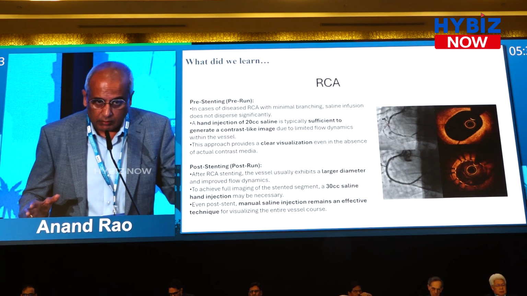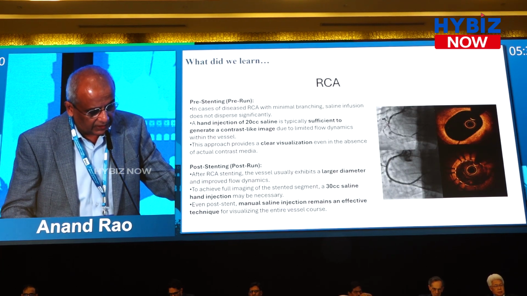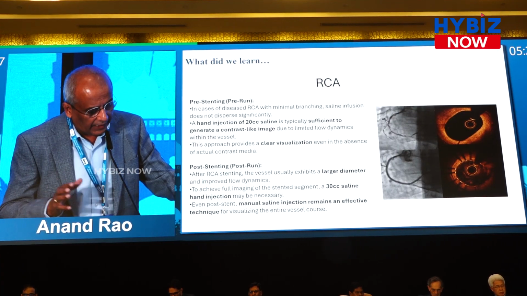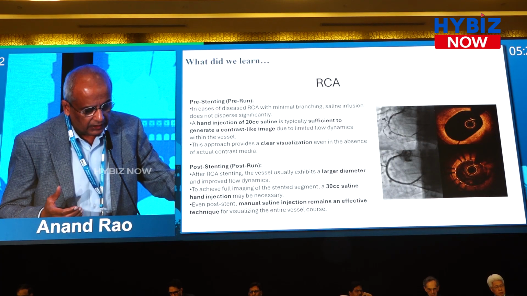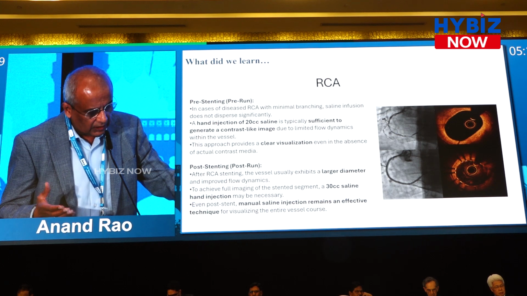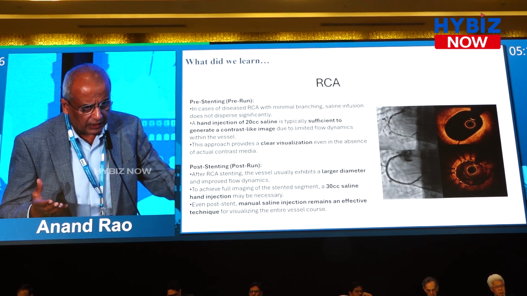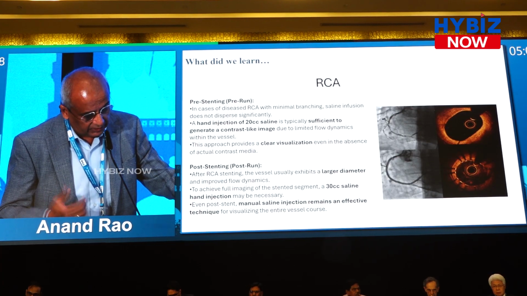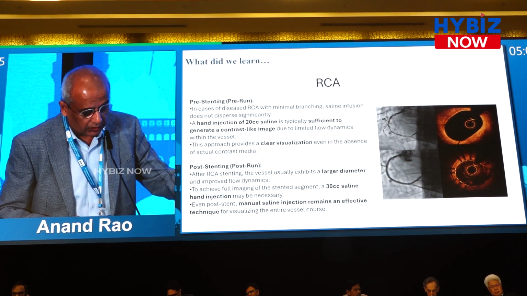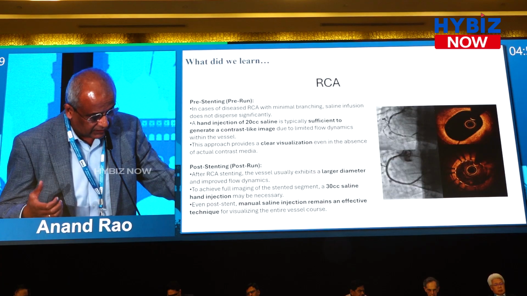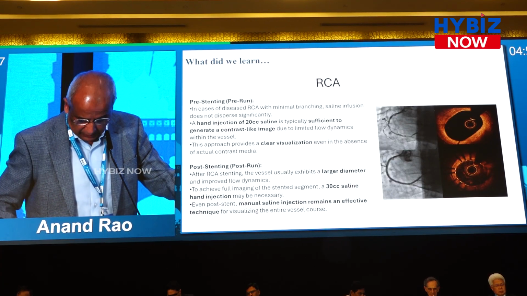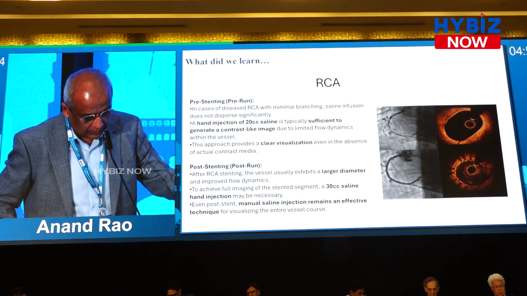So what did we learn? Doing all these things, we now started understanding how to do our injections. In the right coronary artery, pre-plasty, we take a 20 cc saline hand injection, and it gives you very, very good pictures. It's a 75 millimeter run. Once it's stented, we take 30 cc saline, maybe in a 50 cc syringe, and then do the study. The most important thing is the pressure, the muscular pressure, as we call it, which is very important to get clearance of the blood and good images.